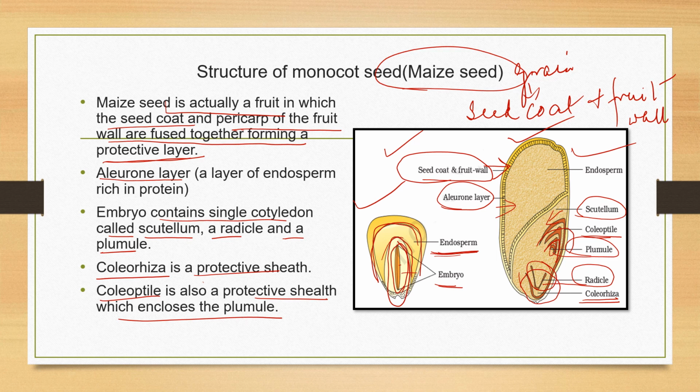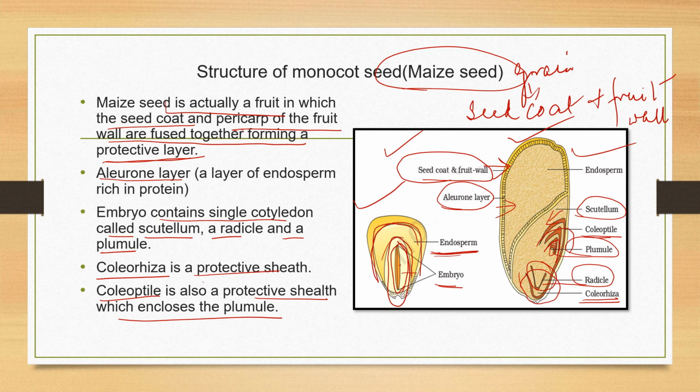Once you start labeling, you'll never forget where the coleoptile is, where the scutellum is, where the plumule is, what the coleorhiza is, what the radicle is, and all. So you need to just learn this diagram, learn what I am teaching. Then only can you recall it whenever you sit down to study. Now, the structure of the monocot seed, is it clear to all?